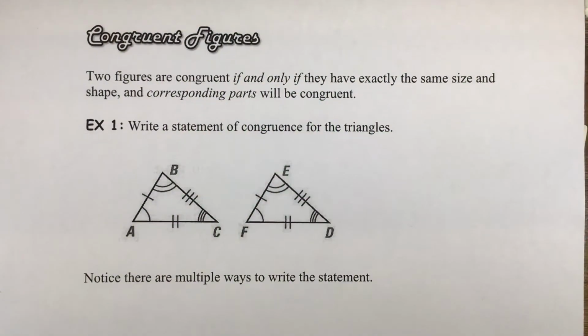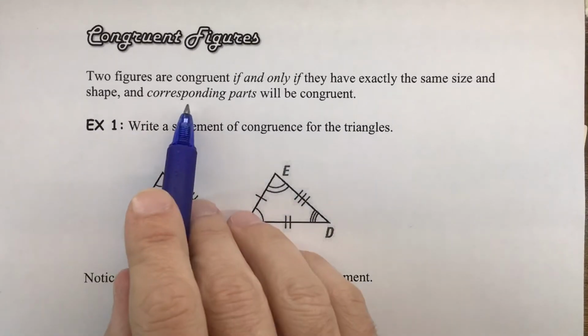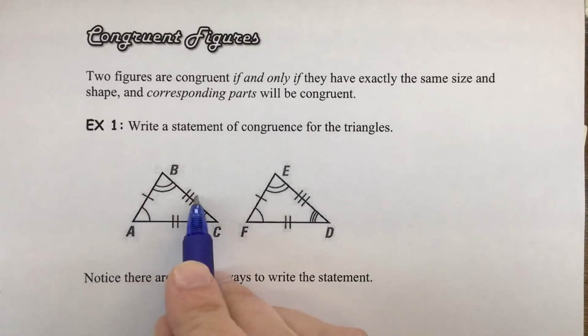Congruent figures. Two figures are congruent if and only if they have exactly the same size and shape. And if that is true, the corresponding parts will be congruent. For example 1, we have a picture of two triangles that are congruent to each other, which means that all the corresponding parts are going to be congruent. The corresponding parts are going to include the angles and also the side lengths that we have here.